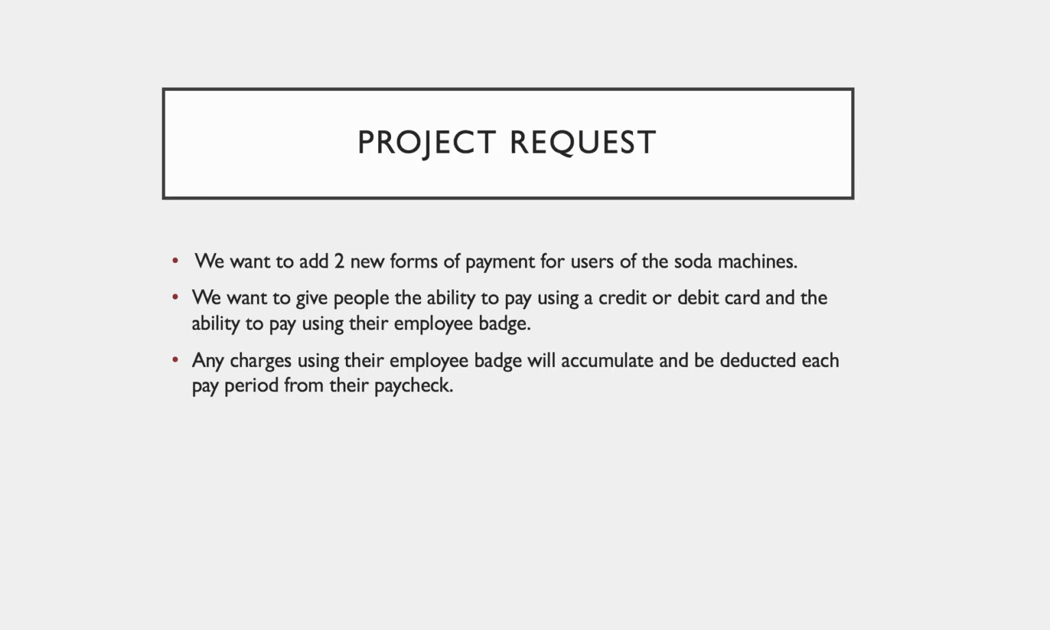So now let's look at this. This is all you know about the project, right? This is it. You're going to have your first requirements meeting and you're trying to find out what the requirements are related to being able to add these 2 new forms of payment to the soda machines.